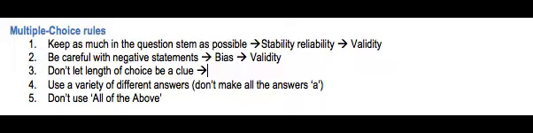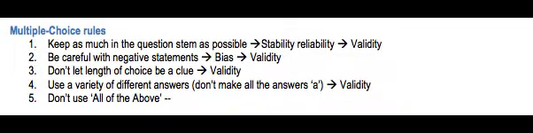Don't let the length of a choice be a clue, right? If the longest answer is always the right answer, that's a clue. General item rule number 3. That is a validity issue. Use a variety of different answers. Don't make them all A. Exact same thing. Validity issue, right? Because I'm giving an unintended clue.